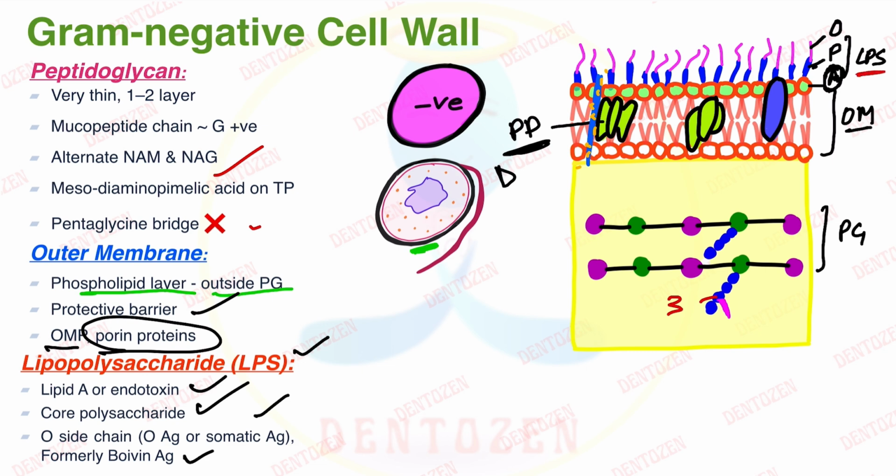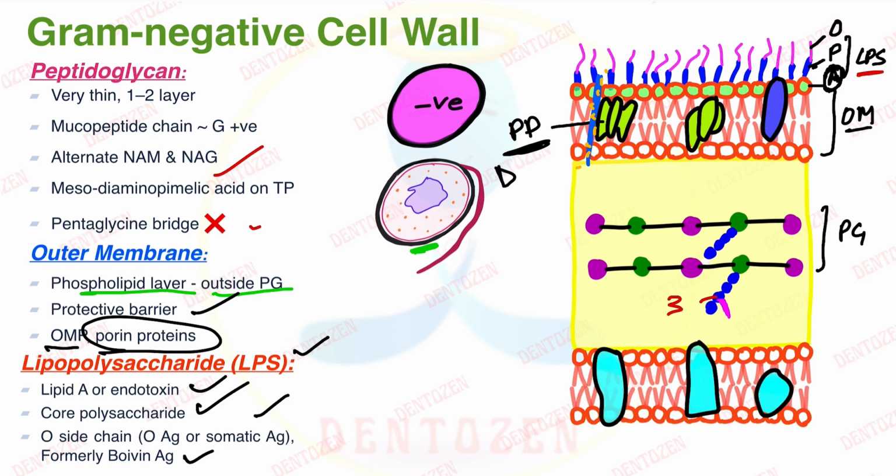Then inside of this peptidoglycan layer, we have the cell membrane or inner membrane. So we can say that in between the inner membrane and the outer membrane, a space is there which is called the periplasmic space.